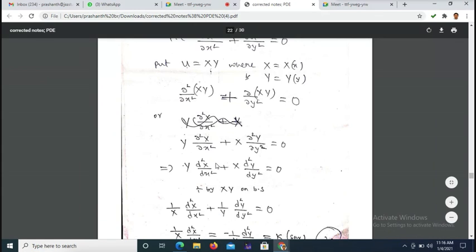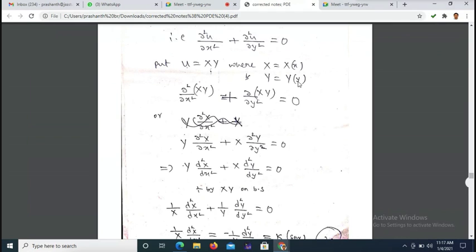Just observe here, X is a single independent variable, and Y is also a single independent variable function. So whenever the function has more than one independent variable, only then you have to apply the partial derivative. So that's not required here. You have to apply the normal derivative.